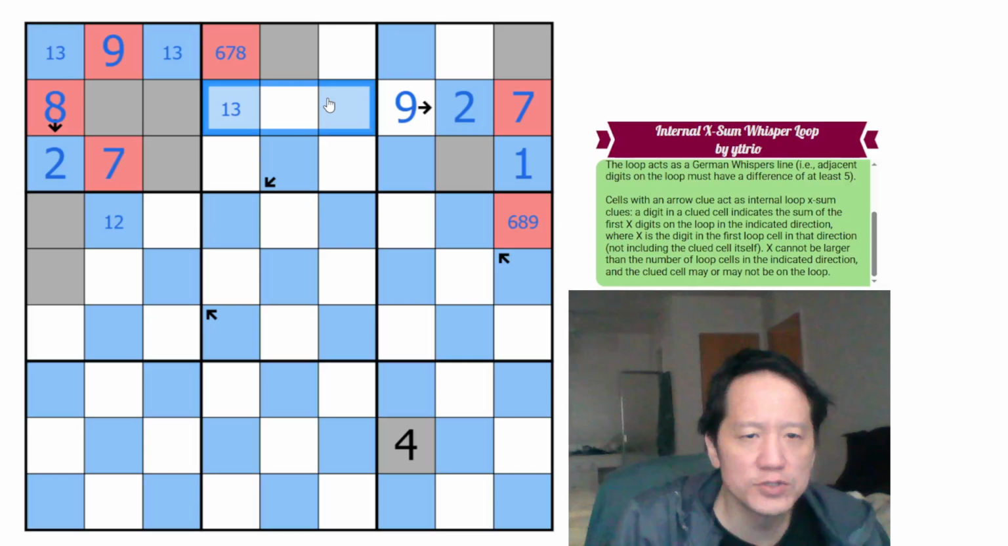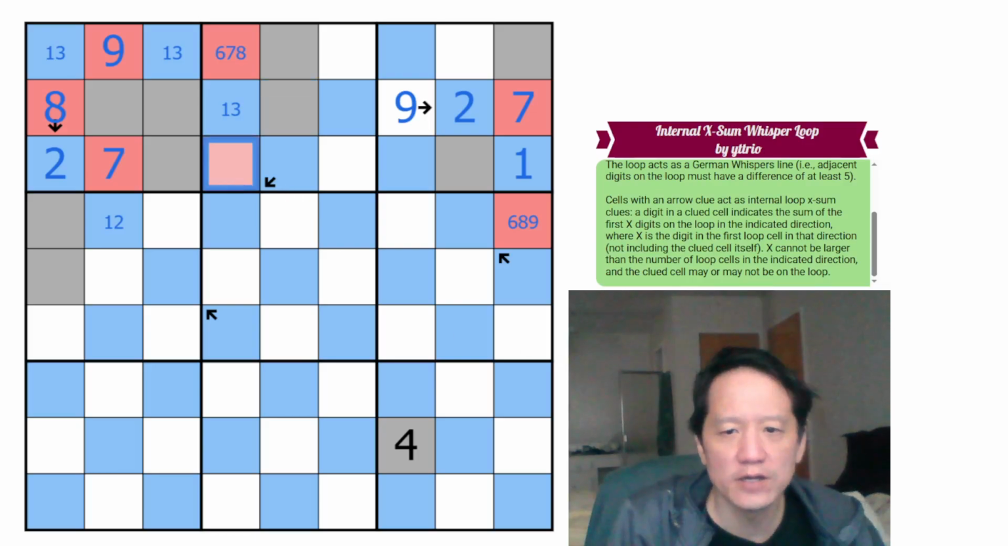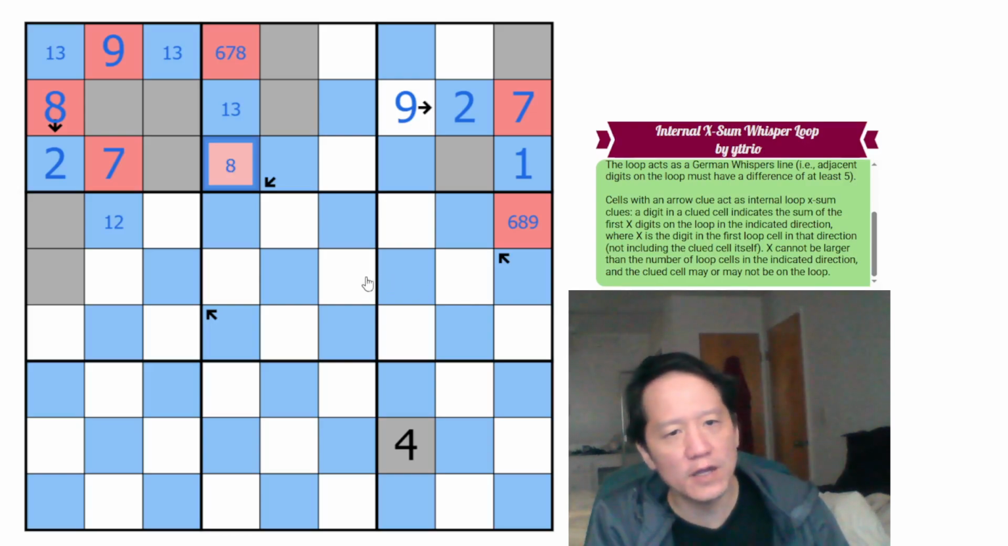It cannot go this way because then this would be 6, right? And it would see 2 unique digits on a German whisper loop. So this is not allowed. This has to go this way then. And it could be 8 or 9.